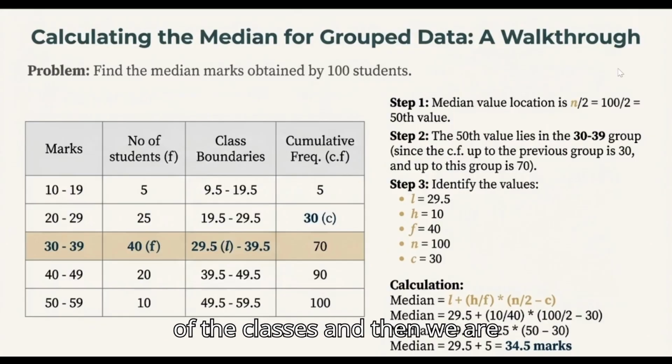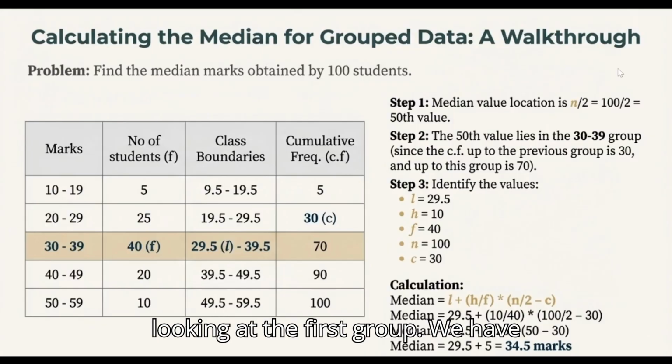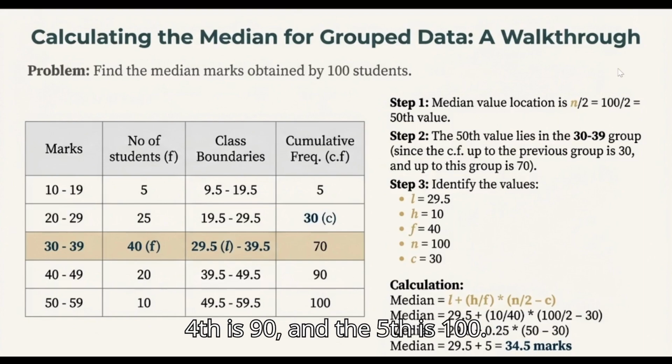Then we're going to do the same for all of the classes, and then we are going to find the cumulative frequency. Looking at the first group, we have the cumulative frequency of 5, the second is 30, the third is 70, the fourth is 90, and the fifth is 100.